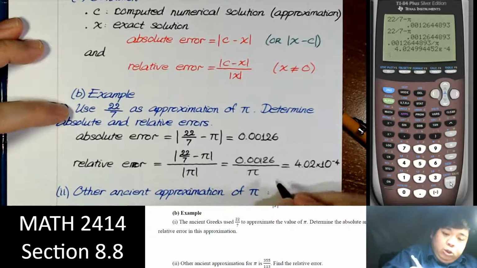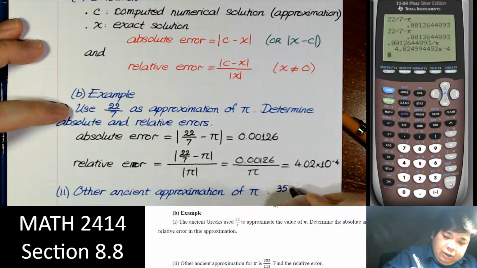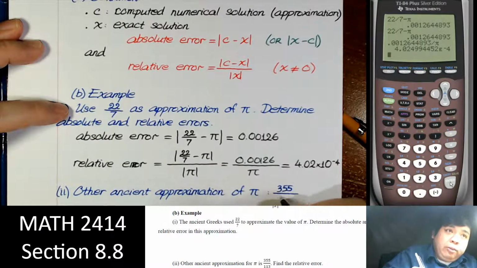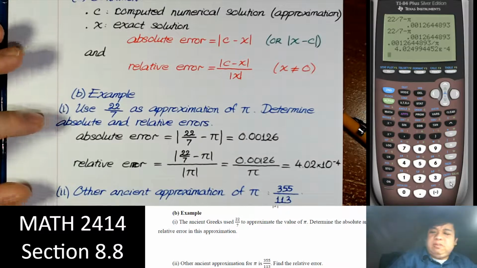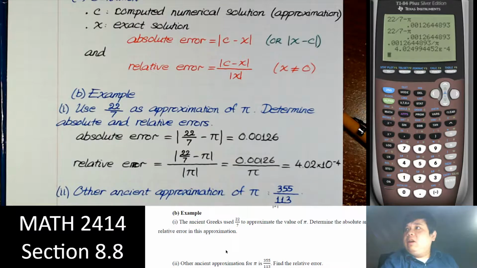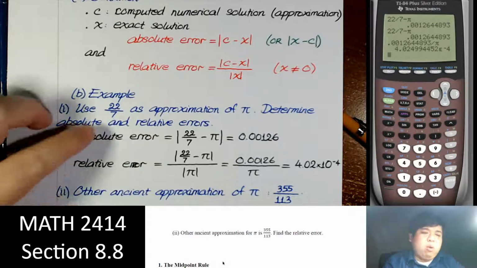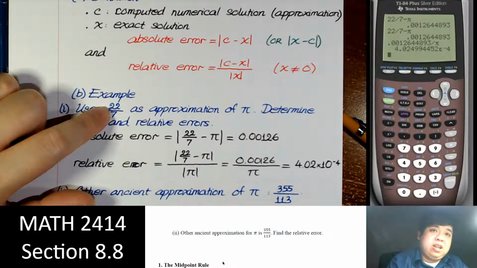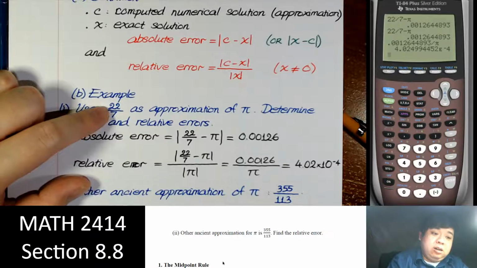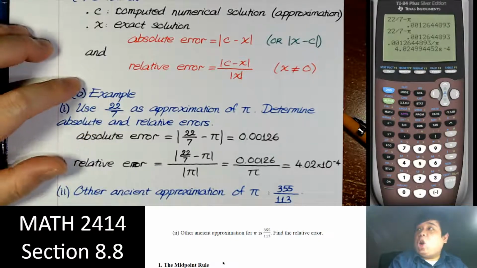We use 355 over 113. Of course, this is a lot more complicated one. If we have to do the calculation with this, of course, it's a lot more complicated than 22 over 7. But the advantage is this one is a lot closer to pi.